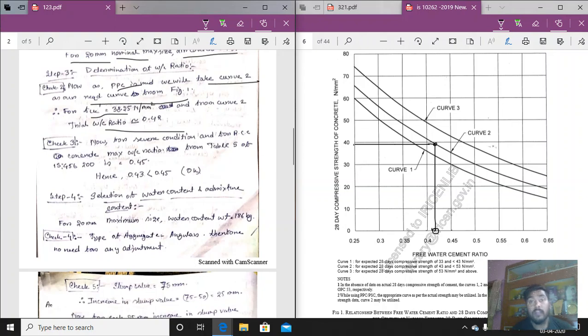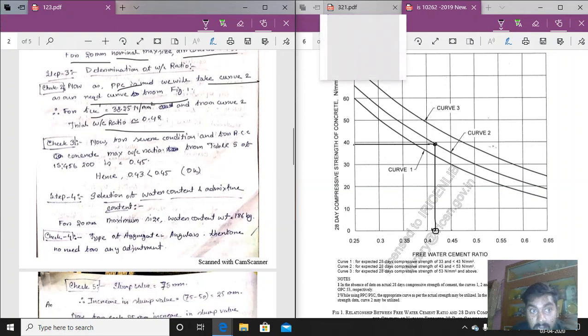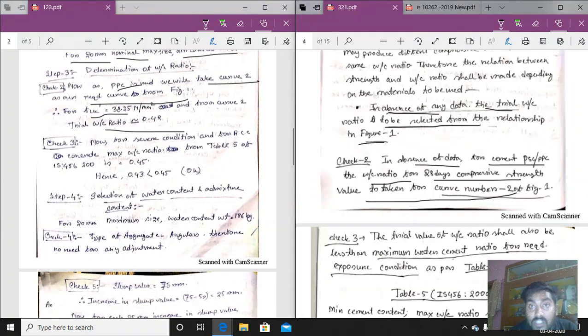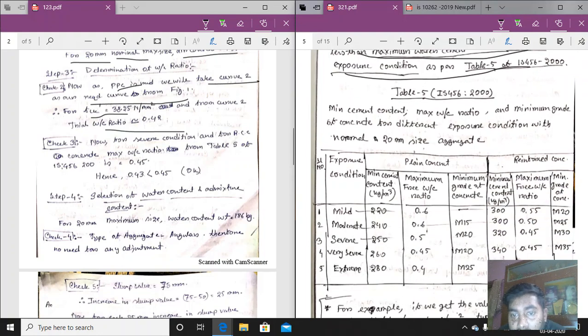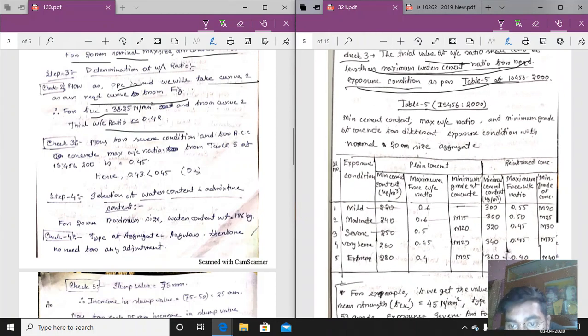So this is figure number 1. We have determined the trial water cement ratio. Now coming to check number 3. What does check number 3 say? The trial value of the water cement ratio shall also be less than the maximum water cement ratio for the required exposure condition, Table number 5. We do not need Table number 5 now because I have given the chart here. We can see from here also, this is the chart given.